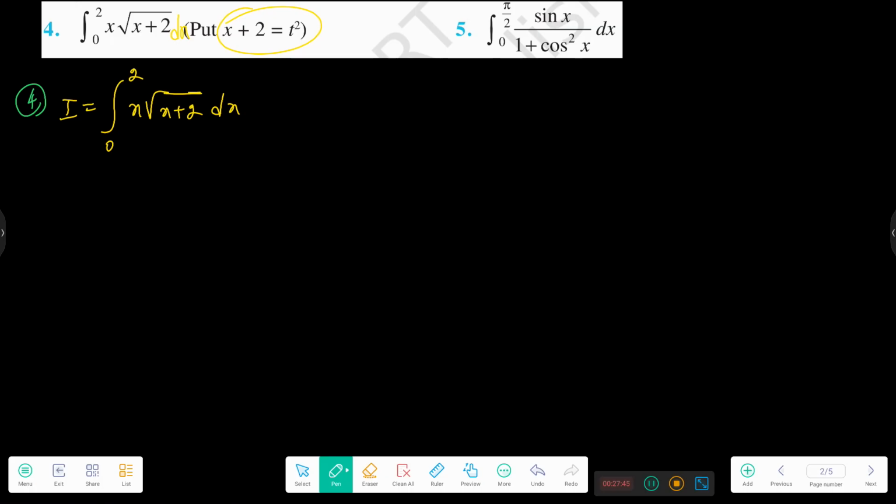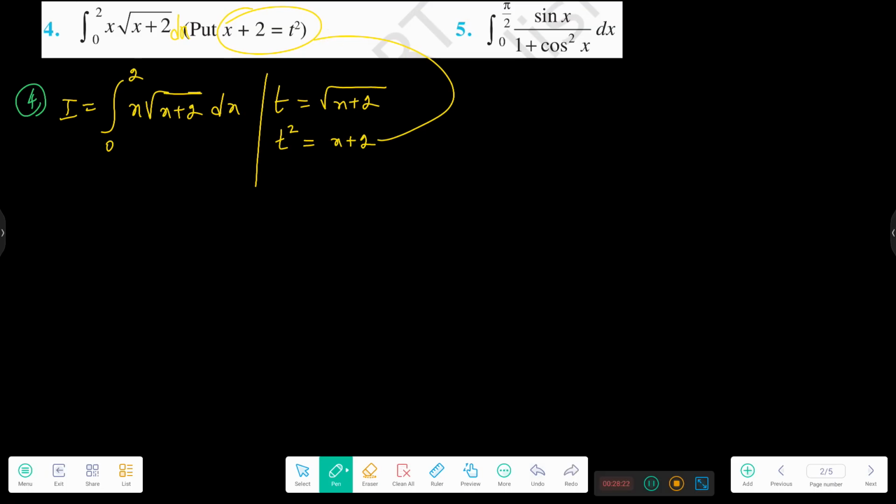Why do we have to assume this? Because this x you cannot multiply inside the root when we have a square root. If you remove the square root, easily you can multiply. That is why they are taking the whole root term as t. t is equal to square root of x plus 2. When you square on both sides, t square is equal to x plus 2. This is what they gave in the textbook.